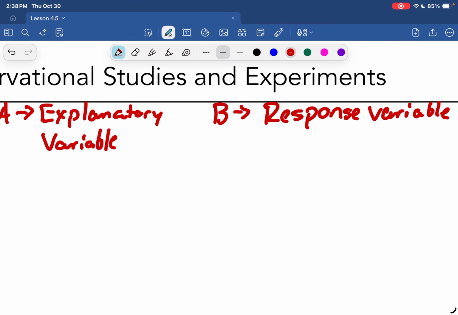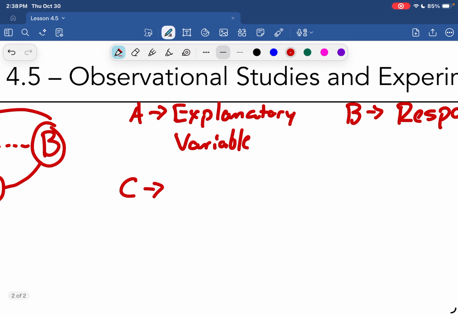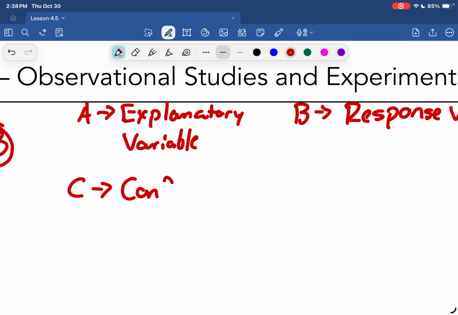Okay, well, we can't just go, okay, maybe there is a correlation here. Is there a causation? That we don't know. Why? Because there's some other variable that could be causing this. And that's what we call our confounding variable.